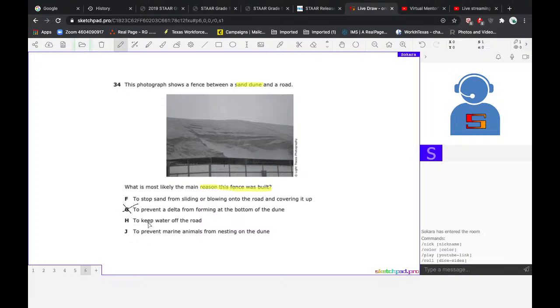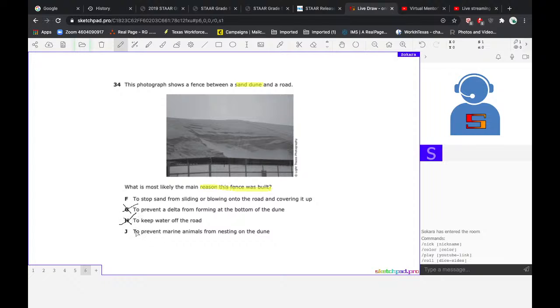Option choice H. To keep water off the road. Well, this is a fence and it doesn't look like it could be used for the purpose of preventing water from going onto the road. As you can see, there are definitely gaps in the fence, so that wouldn't work.